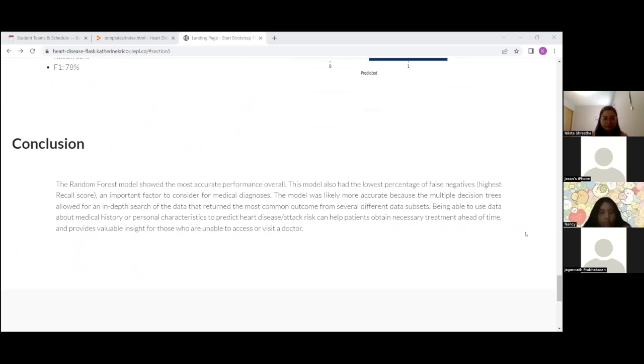Being able to use data about medical history or personal characteristics to predict heart disease and heart attack risk can help patients obtain necessary treatment ahead of time. It provides valuable insight for those who are unable to access or visit a doctor.